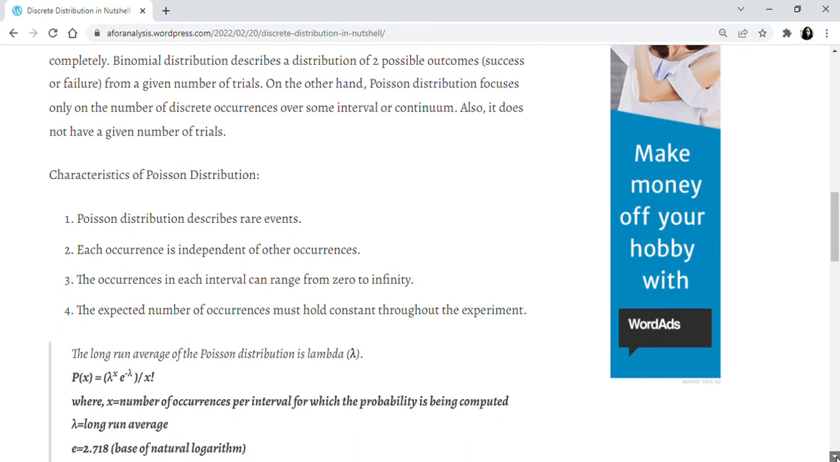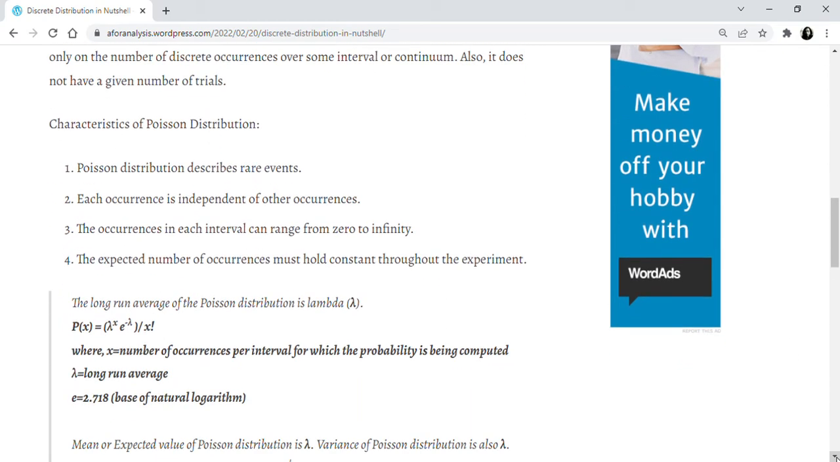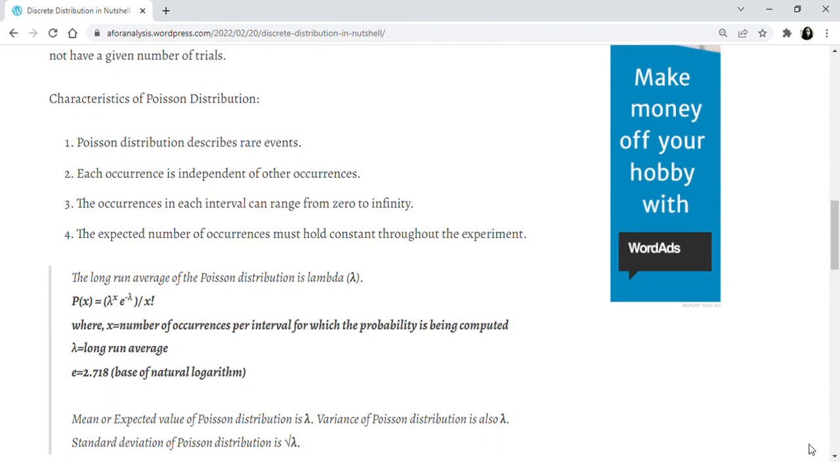Let's talk about the long run average of Poisson distribution. It's called lambda, and the probability of x in case of Poisson distribution can be expressed in terms of lambda, and it will look something like this, which is lambda to the power x into e to the power minus lambda over x factorial.